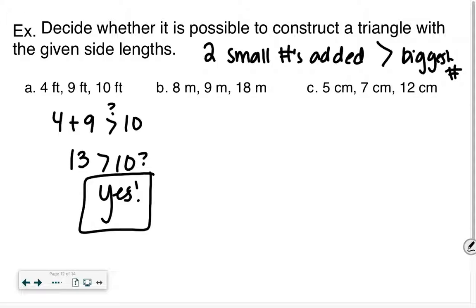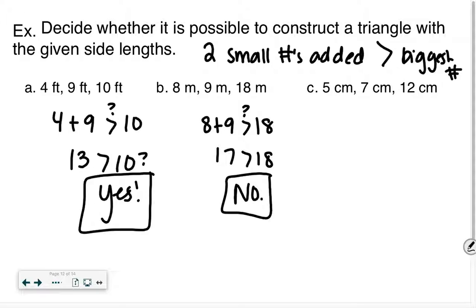B. Vincent, what are the two smaller side lengths here? 8 and 9. Well, the only way this will make a triangle is if 8 plus 9 is greater than 18. What's 8 plus 9, Vincent? 17. Is that greater than 18? No. So there's no way you'd be able to construct a triangle with side lengths of 8 meters, 9 meters, and 18 meters. They wouldn't enclose and make the figure.